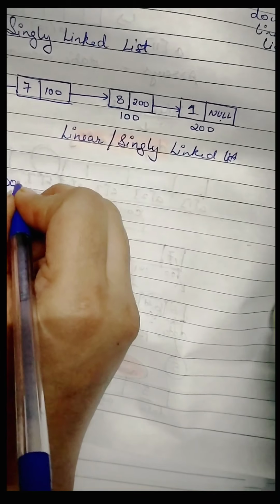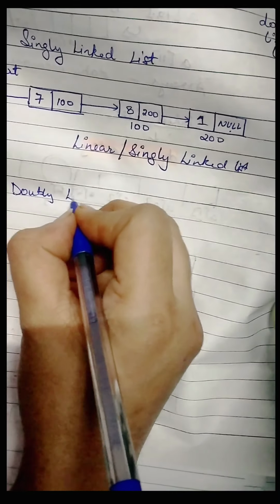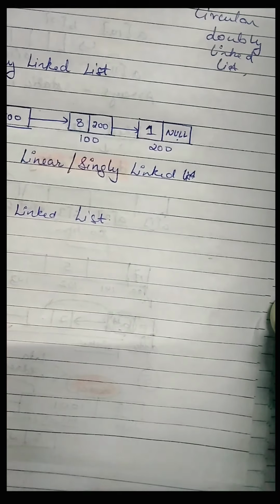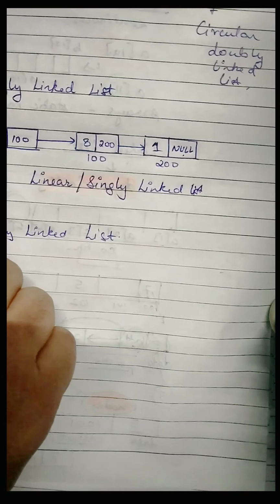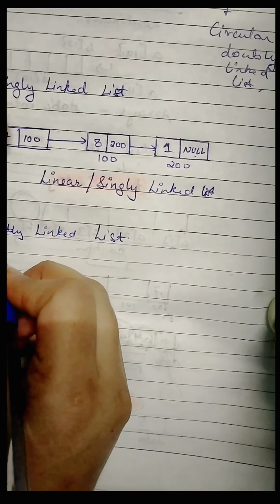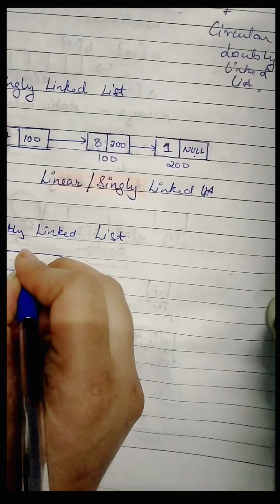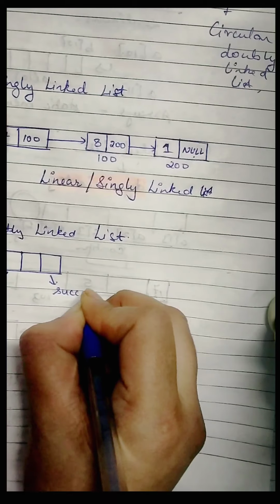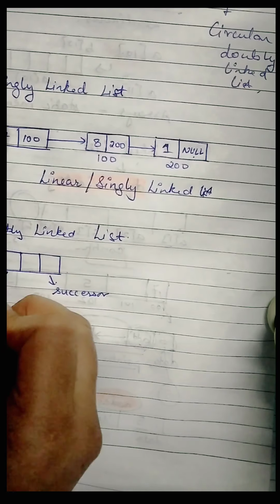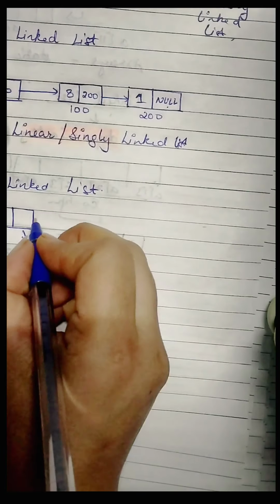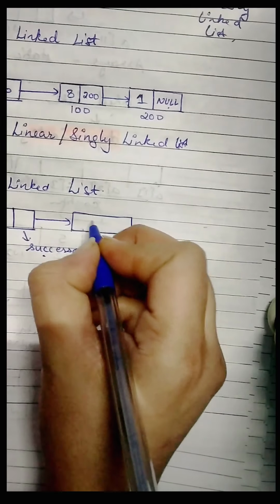Coming to the next one, we have the doubly linked list. Now what is a doubly linked list? In a singly linked list, we had a single pointer linking each data element to the next. In a doubly linked list, we have data elements along with two pointers. Now these two pointers will point to the successor node and the predecessor node. For example, if this is a doubly linked list, it will consist of nodes that will obviously have two pointers.